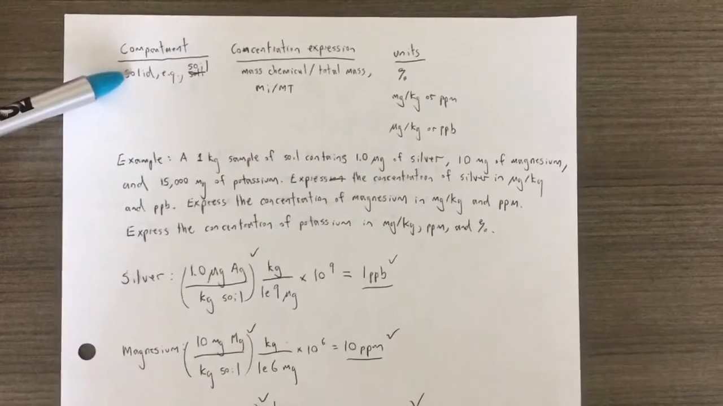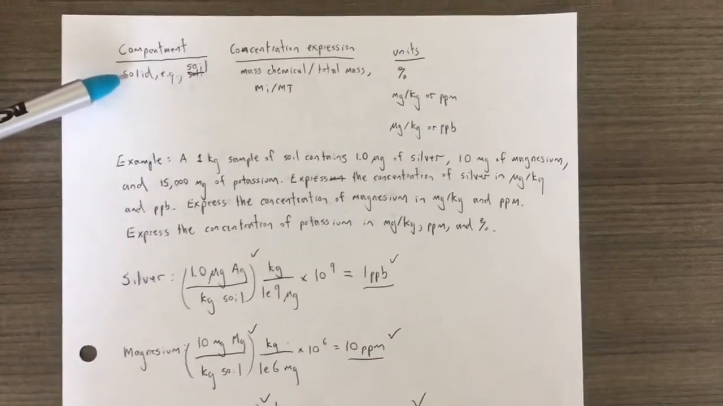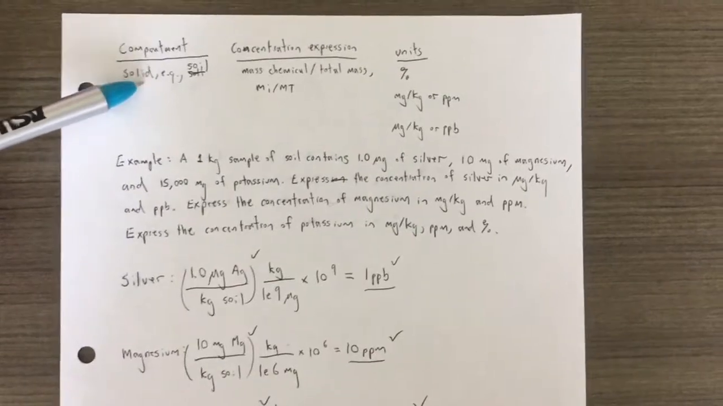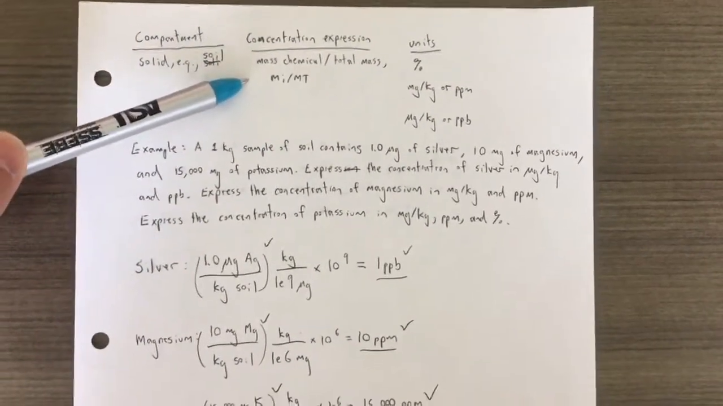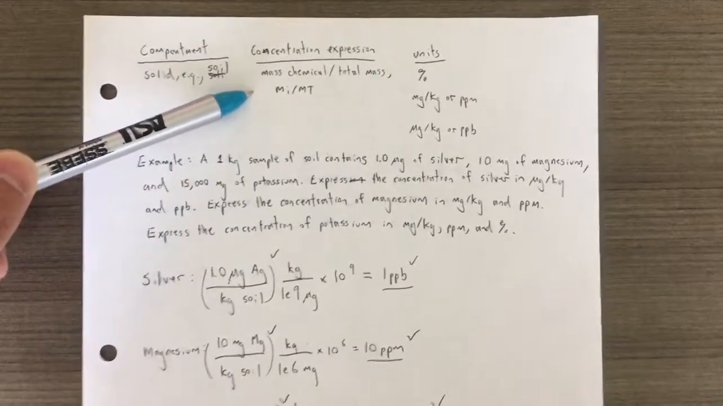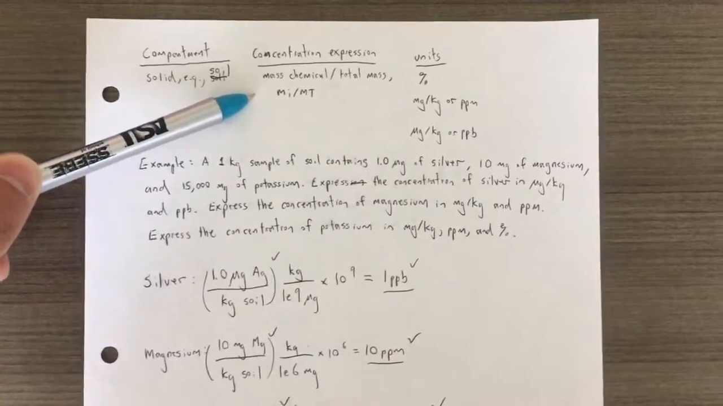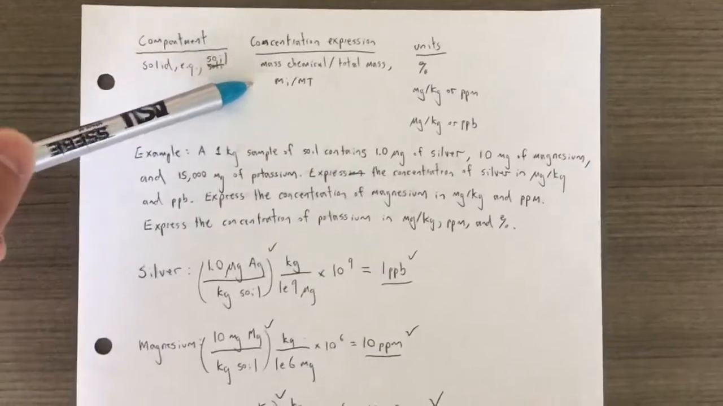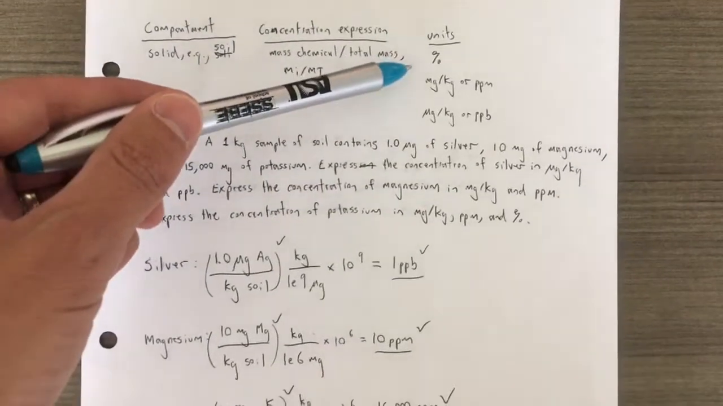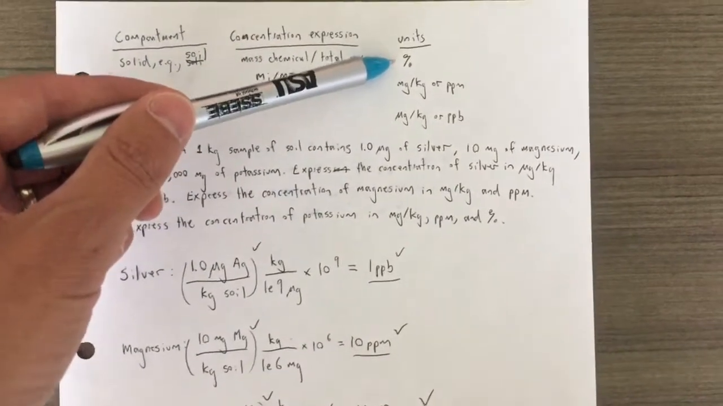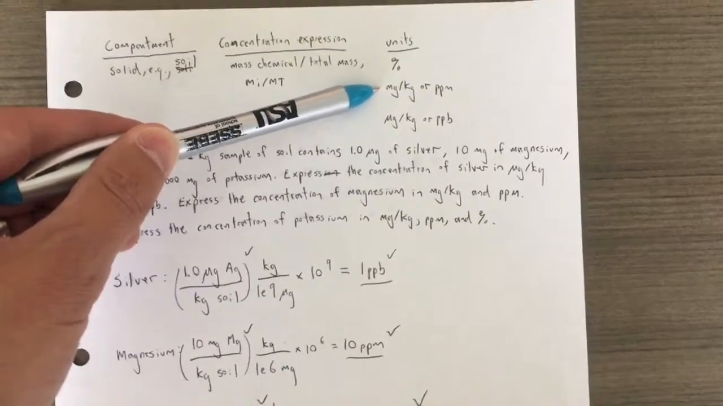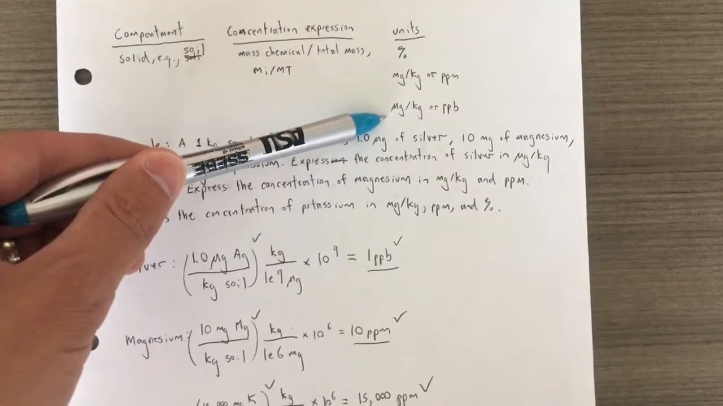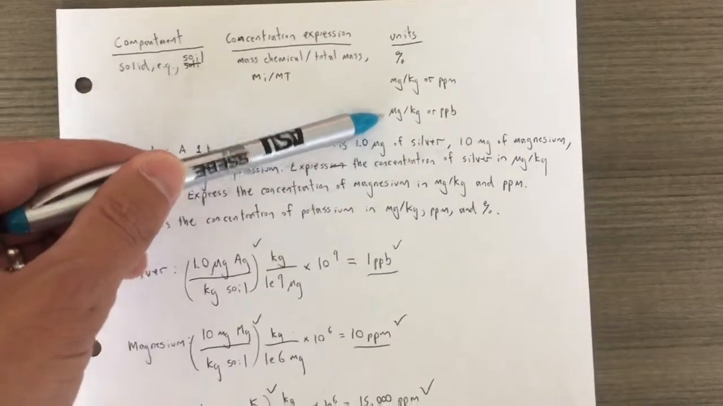Hello class, we are going to review concentrations in the solid phase, in particular the soil compartment. In terms of concentration expressions, there's really only one concentration expression we deal with in the solid phase, and that's a mass ratio, mass of chemical per mass total. We can express it in some different units. We can express it as a percent, milligram per kilogram, and we'll see in a moment that that's equivalent to parts per million, and microgram per kilogram, which we'll see is equivalent to parts per billion.